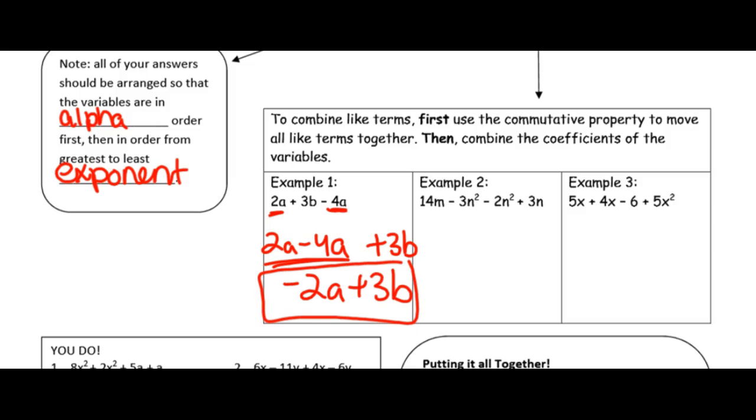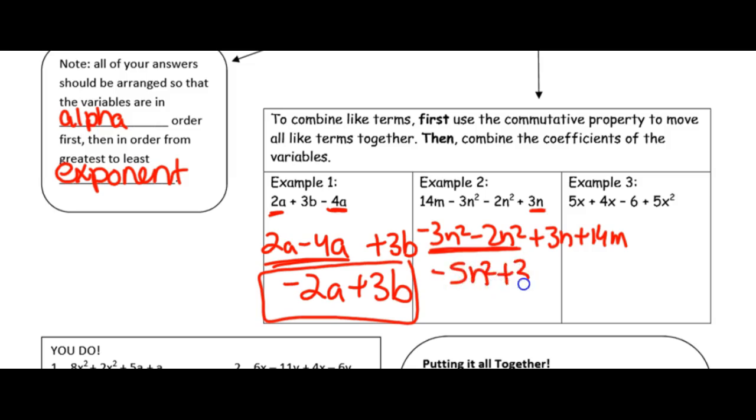Looking at example 2, all of my n's are together except this n right there. He's a regular n, and the other two are n squared. So I'm just going to rewrite this. I'm going to put negative 3n squared minus 2n squared plus 3n plus 14n. I might have to change that around at the end, but for right now, that's what I'm going to do. So it has some like terms right here. Those are both n squareds. So negative 3 plus a negative 2 is a negative 5n squared plus 3n plus 14n.